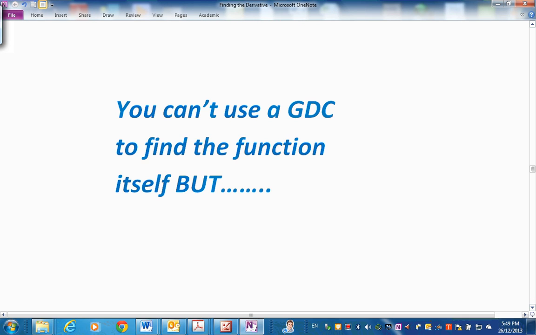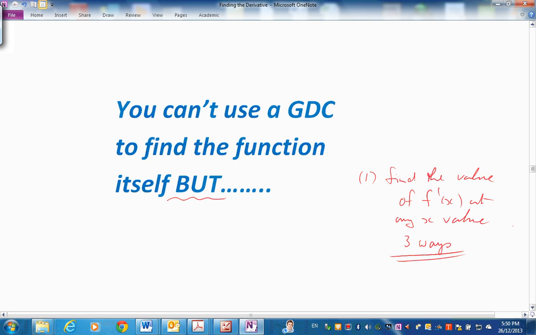here's a comment. You can't use the graphics display calculator to find the function, but what can you do with the graphics display calculator? Well, one thing we've already found is you can find the value of f dash x at any x value. We can't actually find the formula for f dash x, but we can find the value of it at any x value. And we've done 3 ways: run mode in math and linear form, and also graph mode. But what about this? I'll show you.